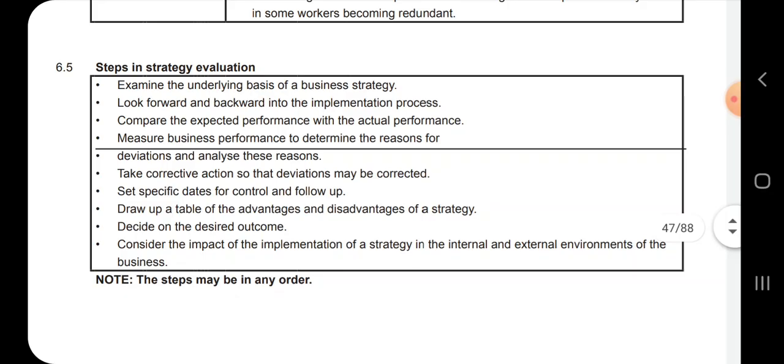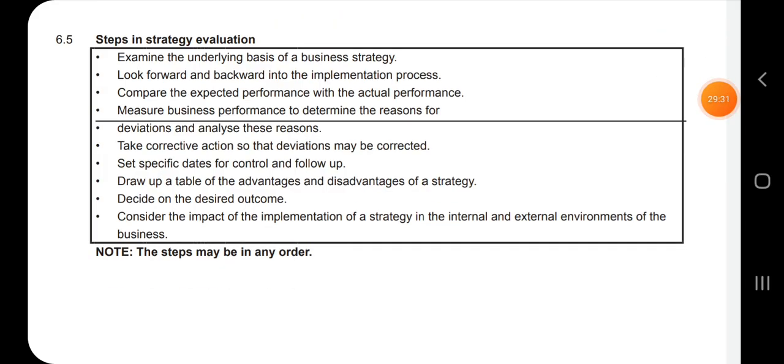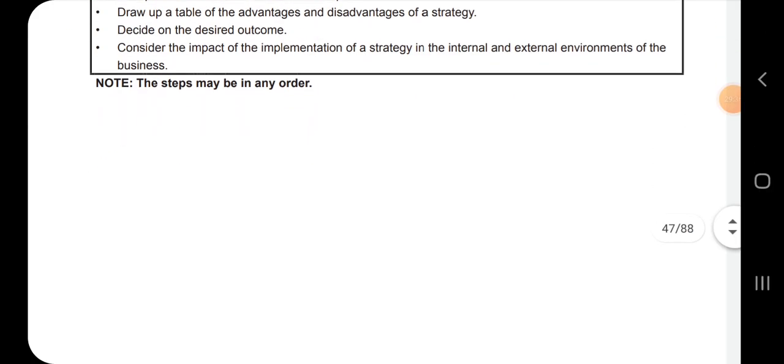And then the steps in strategy evaluation: how to evaluate a strategy. Examine the underlying basis of a business strategy. Look forward and backward into the implementation process. Compare the expected performance with actual performance. Measure business performance to determine the reasons for deviations and analyze these reasons. So these are the steps. Sorry about the noise. The steps may be in any order.